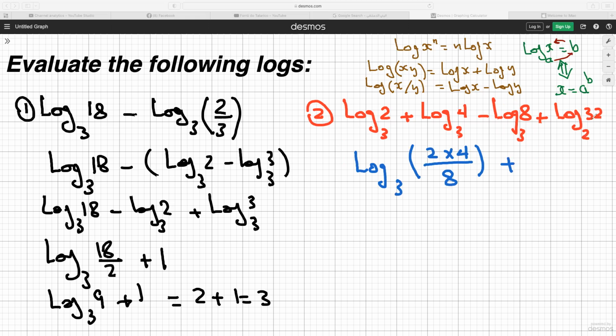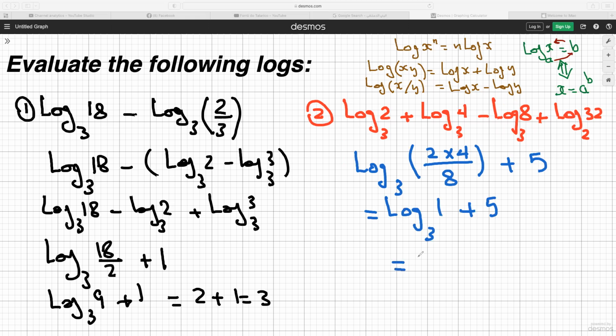Plus log base 2 of 32 is asking you 2 raised to what power gives you 32. 2 to the power of 5 gives you 32. So the whole thing there is 5. Now this becomes log base 3 of 2 times 4, which is 8. 8 divided by 8 is 1. So that's just log base 3 of 1 plus 5.